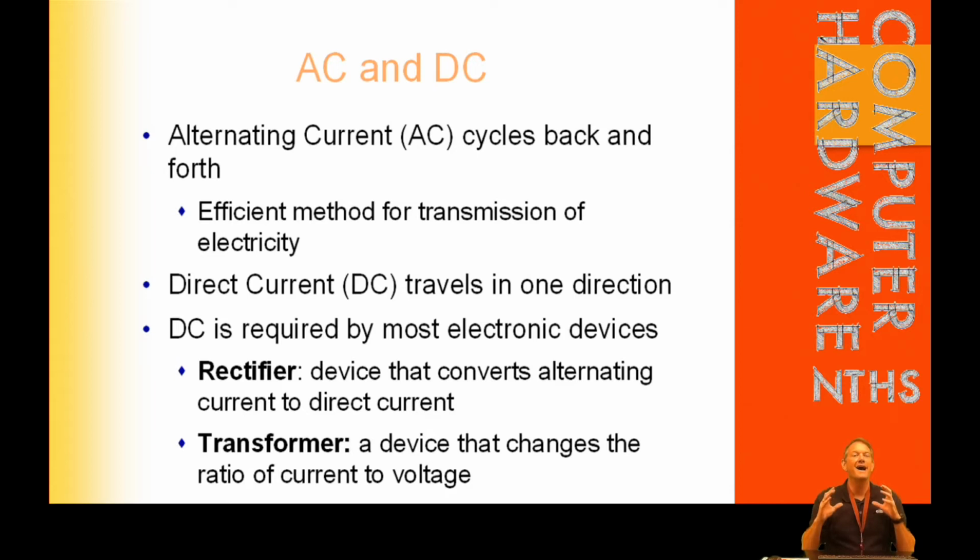So how do we get from AC to DC? We have something that transforms, just like the big transformer outside on the telephone pole. It changes the ratio of the voltage to a different voltage level, and it rectifies. A rectifier converts alternating current to direct current. So you have transformer rectifiers all over the place that you use.